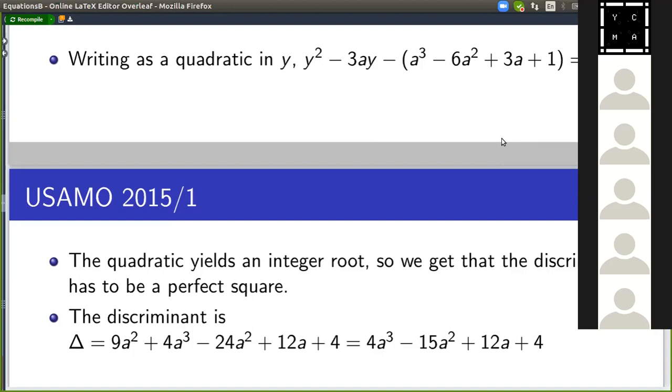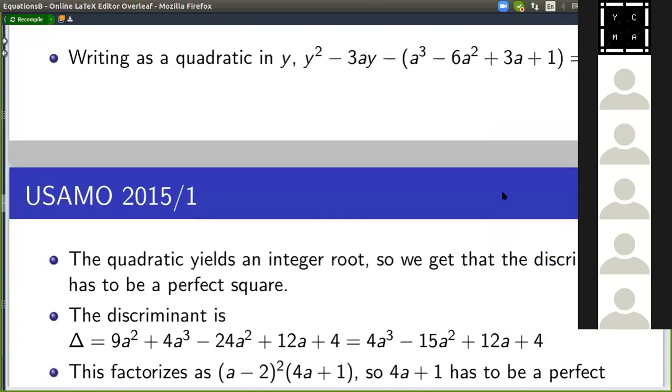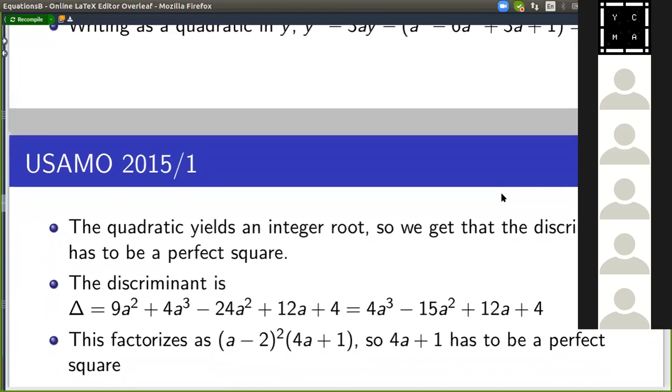Yeah, so are there any obvious rational roots? Yeah, 2 is a root. In fact, I'll just give it away. 2 is a double root. So this cubic actually factors as (a minus 2) squared times (4a plus 1).